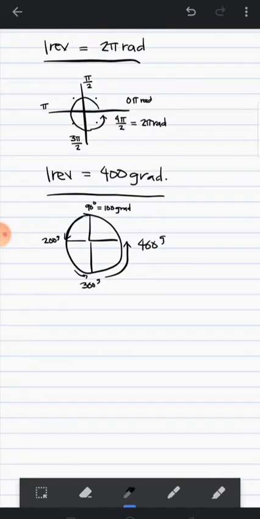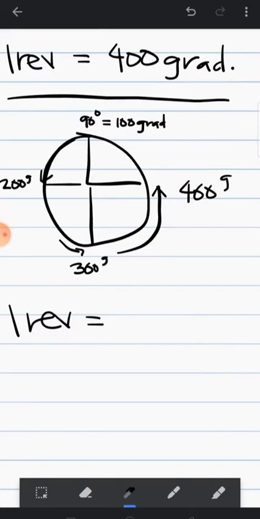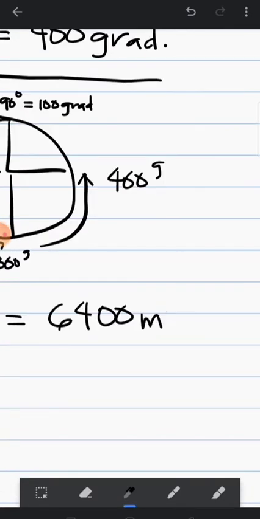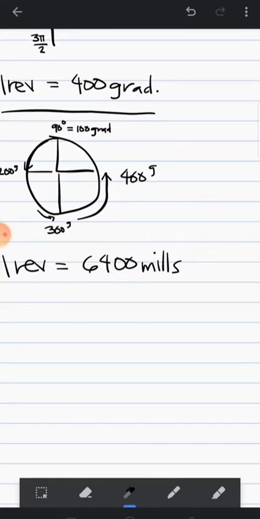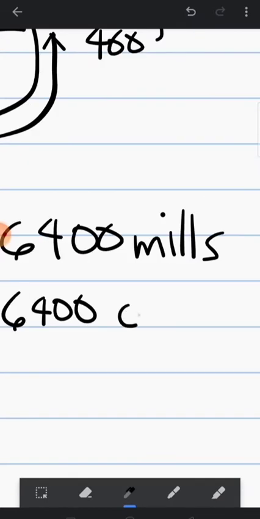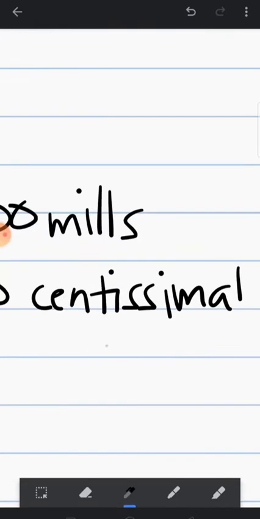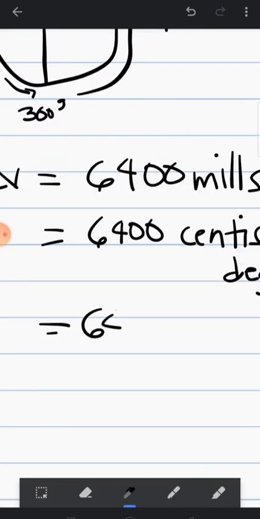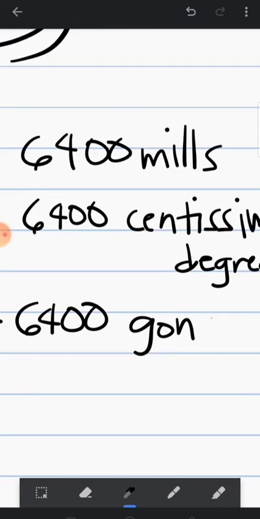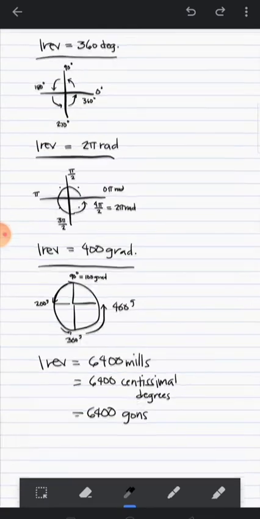So that's gradients. And then the last one, which is the milliradians or mils. 1 revolution is equal to 6,400 mils, or centesimal degrees, whatever you call that. And then that's also equal to 6,400 gons. So these three are all equivalent. So that refers to 1 revolution or 1 turn of a circle.